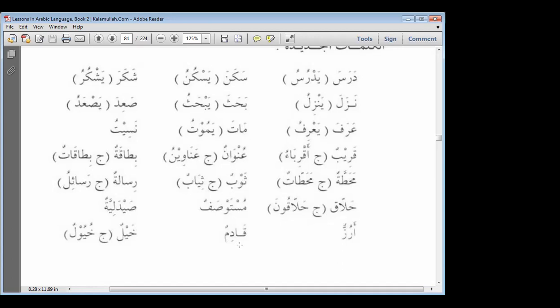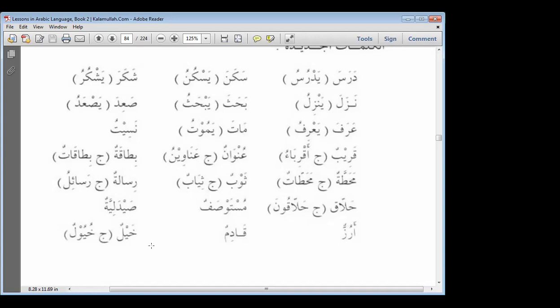The week. So we say al-usbu' al-qadim, the coming week. So when you finish class today, you say sanarakum, or we will see you fil usbu' al-qadim. We will see you next week, inshallah. So al-qadim, the coming, right?